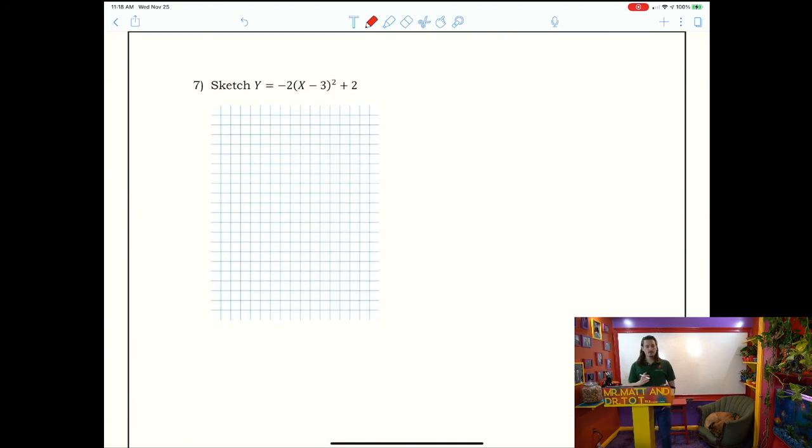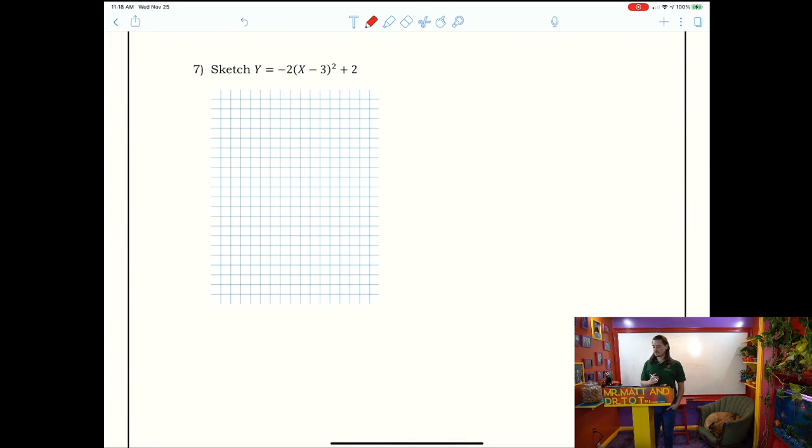Now let's look at a few problems in vertex form. So take a few minutes and sketch a graph of y is equal to -2 times the quantity x minus 3 squared plus 2. So vertex form is y is equal to a times x minus h quantity squared plus k.